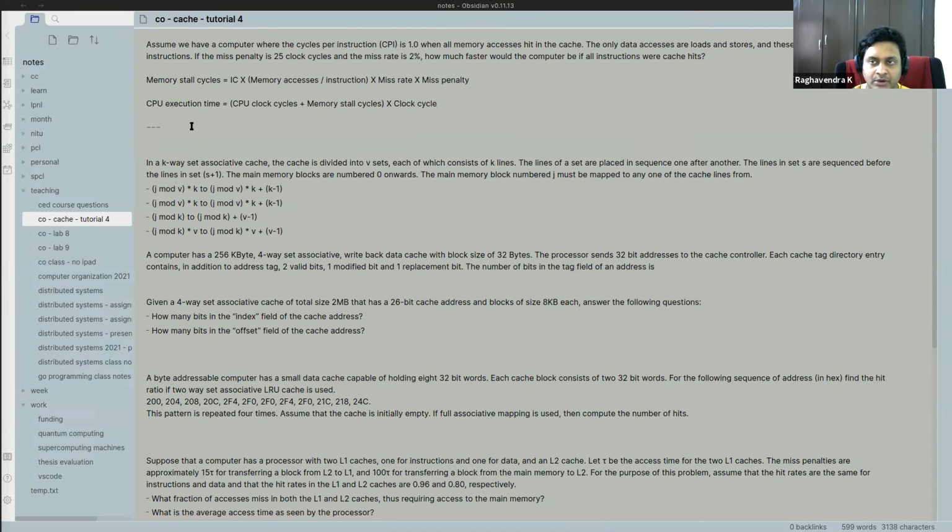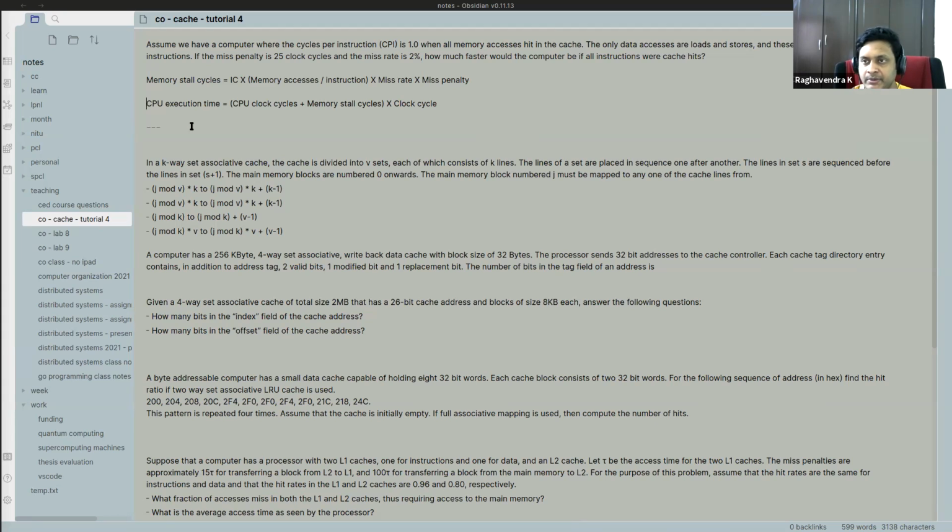Initially, we had assumed that there are no memory stalls. Everything is a hit in the cache, which means that the memory would take just one cycle. So there were no stalls. So it was just CPU clock cycles into clock cycle time. That was the CPU execution time. But now it is CPU clock cycles plus the memory stall cycles, into clock cycle time.